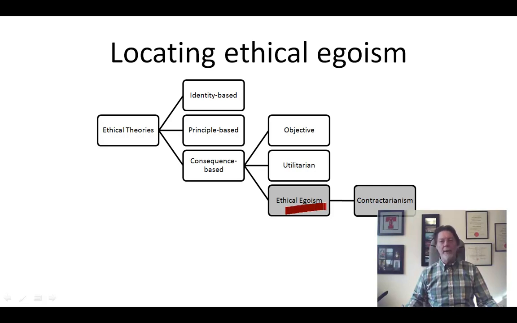So this is what we're going to look at today. Ethical egoism is a type of consequence-based ethical theory. And we're going to look at also a way of getting around some of the dilemmas of cooperation, which is called contractarianism.